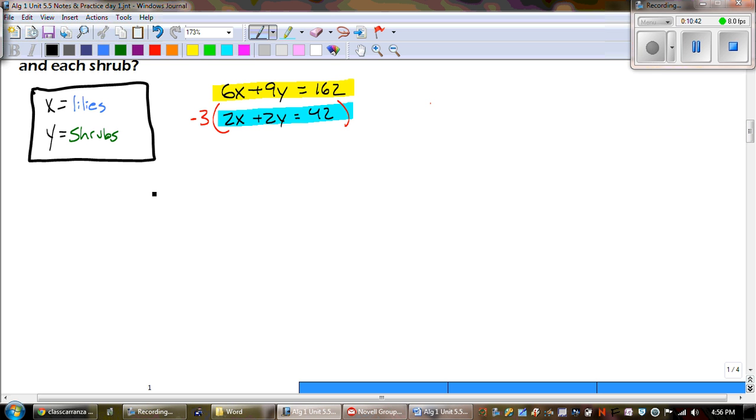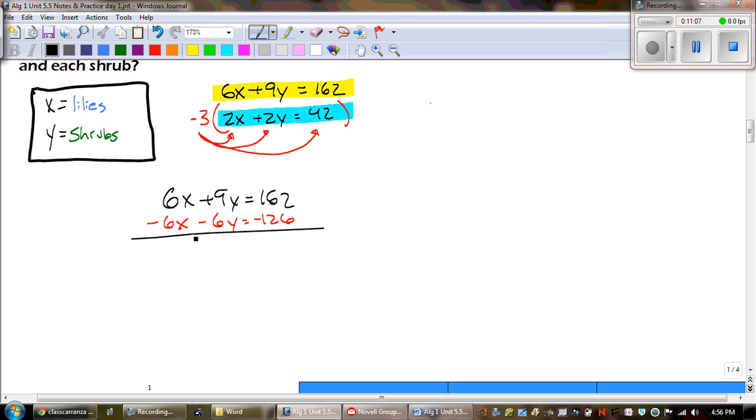So here we go with the solving. We have 6x plus 9y equals 162. I'm not going to change any of that. But then we get negative 6x minus 6y. And 42 times negative 3 is negative 126. Okay. Combine everything. Our x's cancel. We get 3y equals 162 minus 126. What do you get? Yeah, you should get 36. And then when you solve for y, divide both sides by 3. We get that y equals 12.